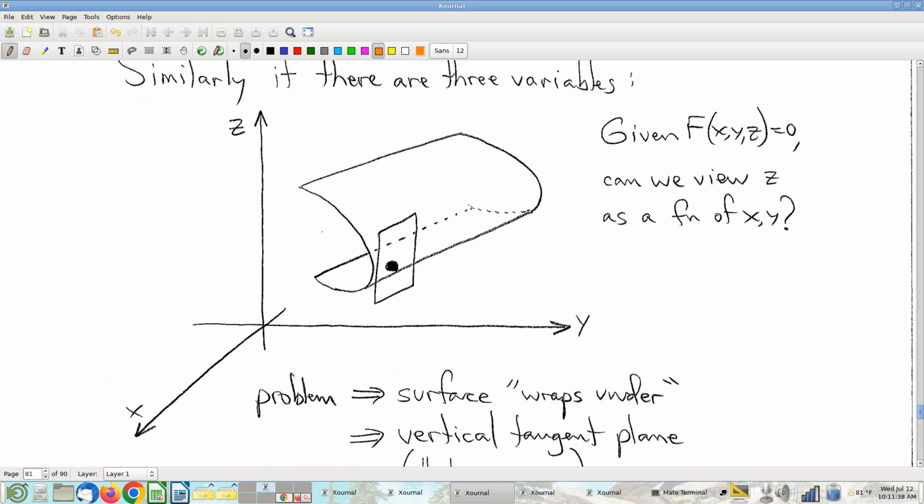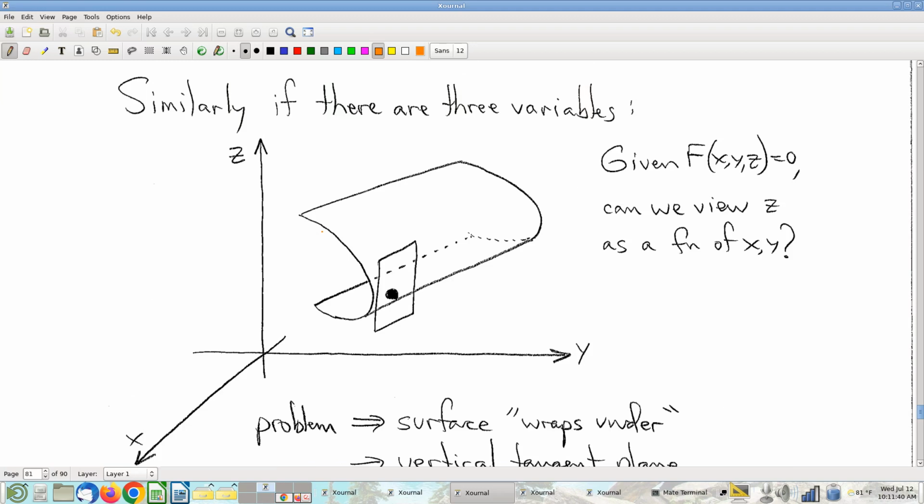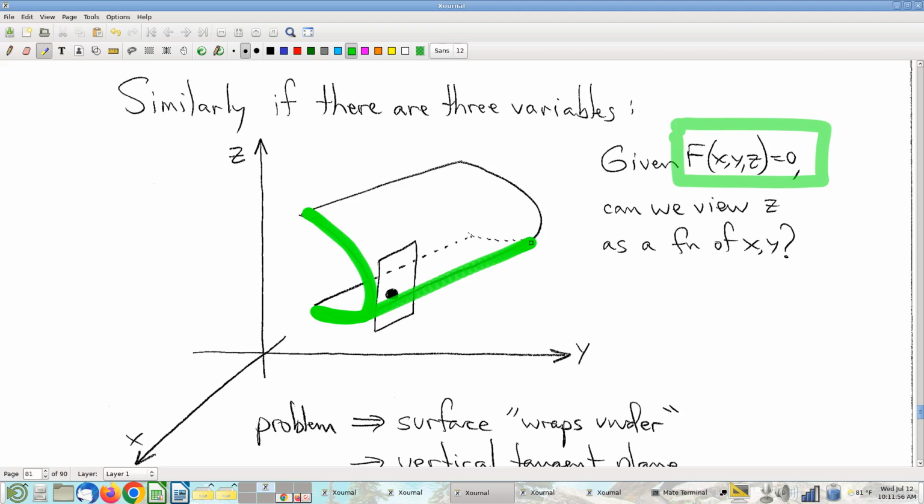So that's the 2-dimensional version. Here's the 3-dimensional version. It's shockingly similar. Let's suppose I have now an equation of 3 variables. Namely, suppose I have a surface, like so. Can I view z as being a function of x and y? Now you can see how this is kind of a 3-dimensional version of what we just talked about.